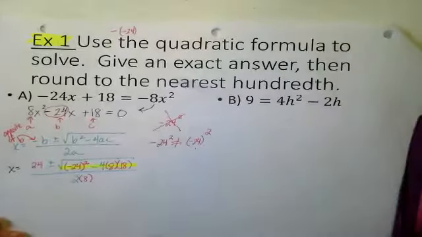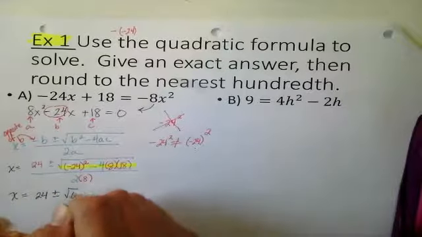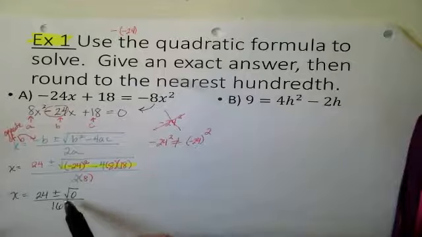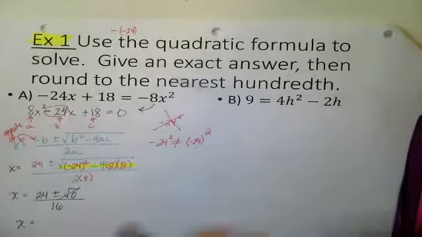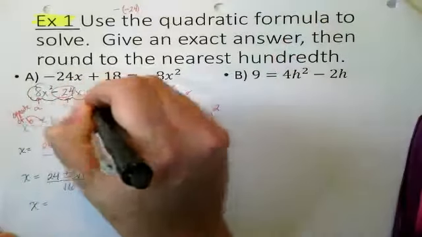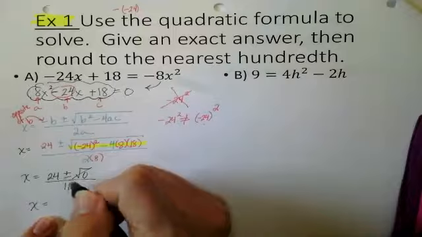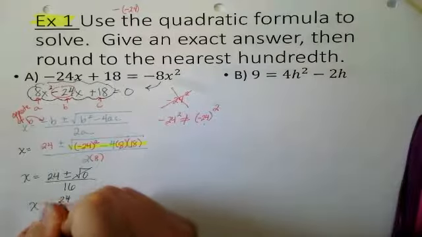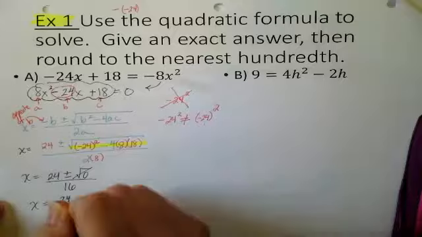Fantastic. All right, so we have x equals 24 plus or minus the square root of 0, all divided by 16. Of course, the square root of 0 is just 0. So what's happening? We have a quadratic equation right here, which normally looks like a parabola, but the square root of 0 is 0. 24 plus or minus 0 is just 24. So what is going on with this parabola? What does it look like?